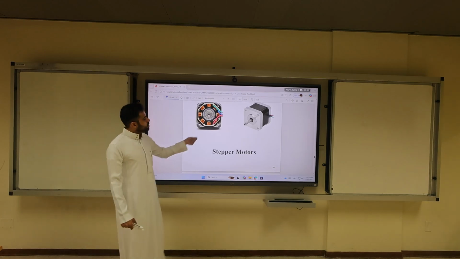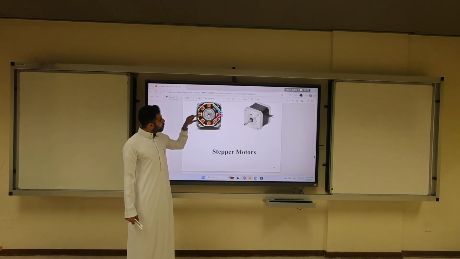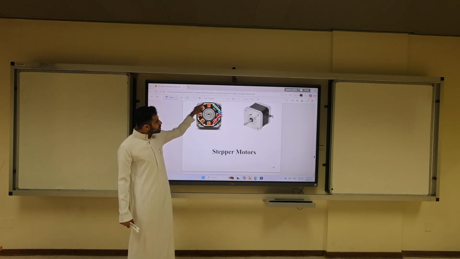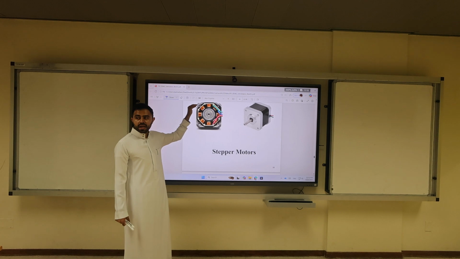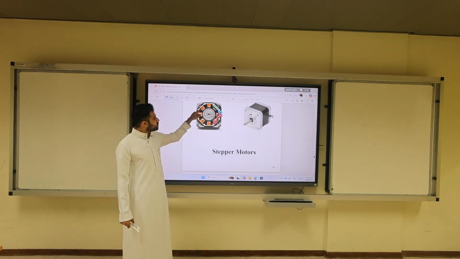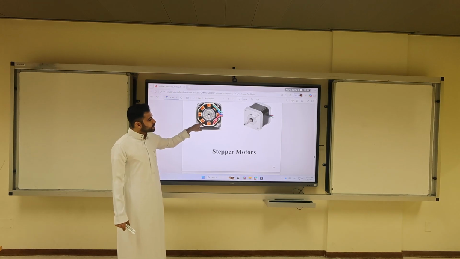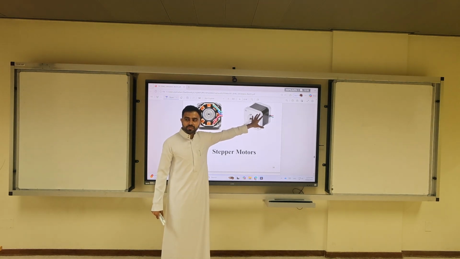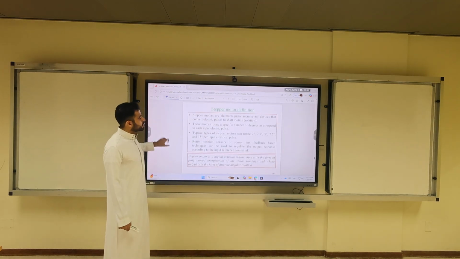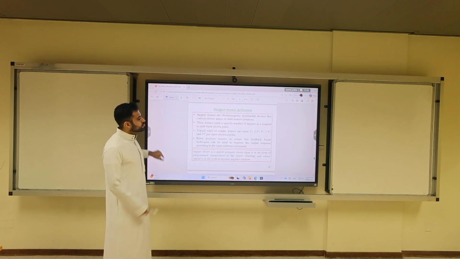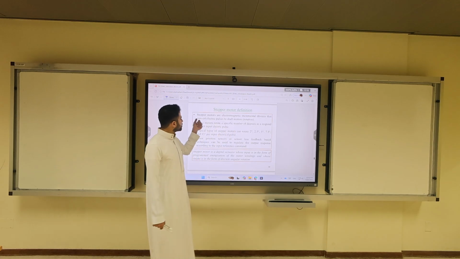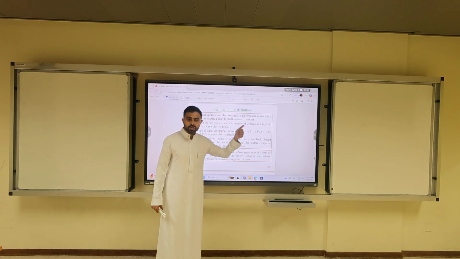And what do you notice about it? It has more poles, and those poles are in a shape where the stator is not purely round, it's salient. And also the rotor is salient, so both of them are salient. This is the outside box of them, how they look. So stepper motors are electromagnetic, incremental devices that convert pulses to shaft motion or rotation.